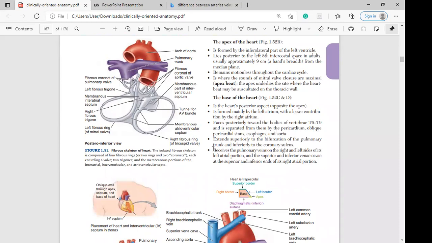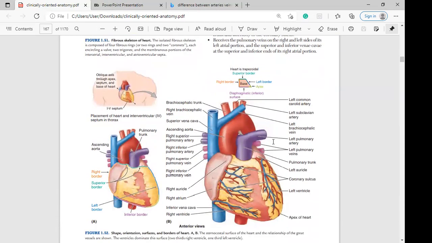Okay, and then the base of the heart also extends superiorly to the bifurcation of the pulmonary trunk. Where is the pulmonary trunk? This is the pulmonary trunk here. Yes. So this pulmonary trunk splits into the left pulmonary artery and the right pulmonary artery. But when it is leaving the right ventricle, it is the pulmonary trunk, then it splits into the left pulmonary artery and the right pulmonary artery.